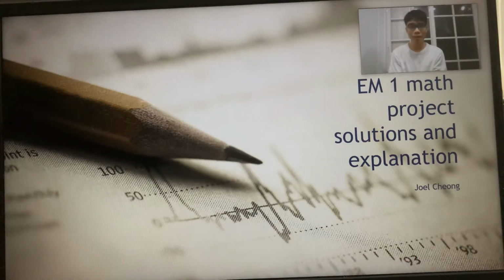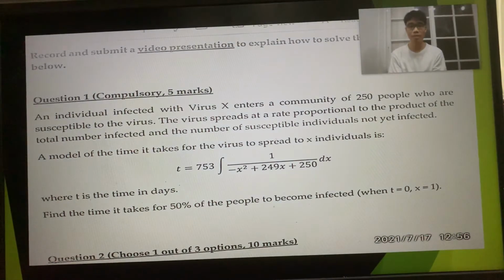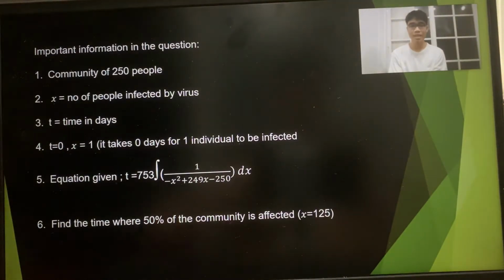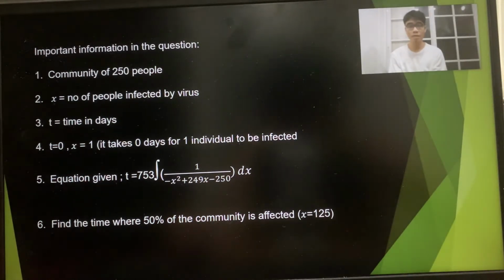Hi, I'll be doing an explanation for these two questions on integration and differentiation. So let's begin with question 1. Question 1 is an integration question, and here is the information that we can pick up from this question, which is shown in this slide.